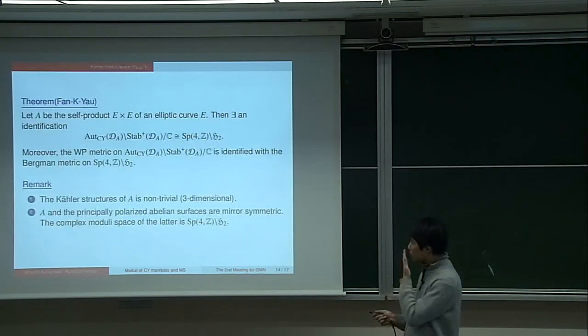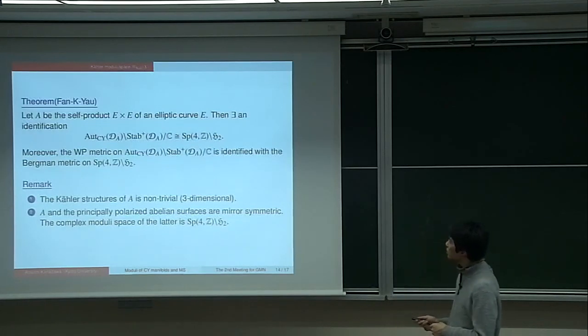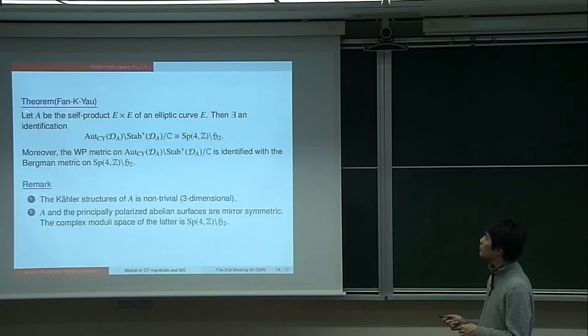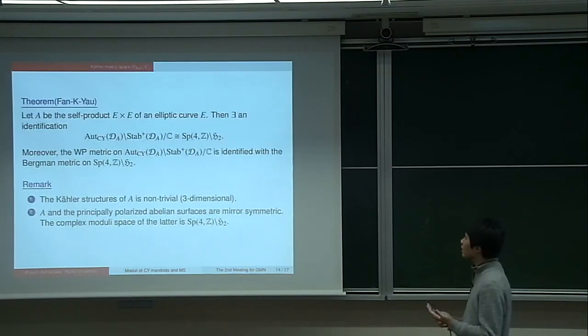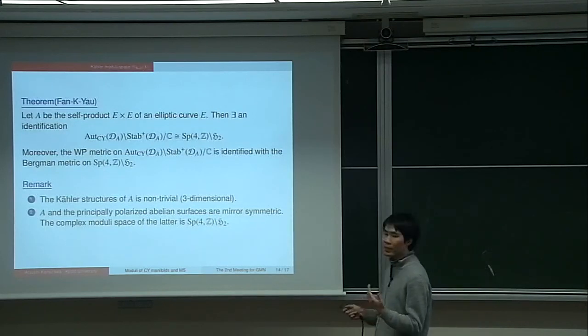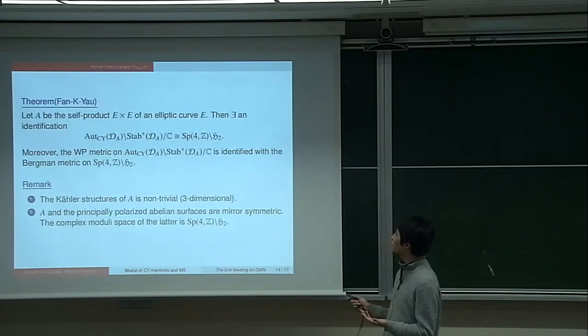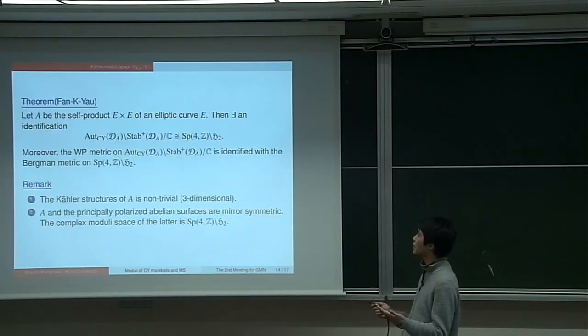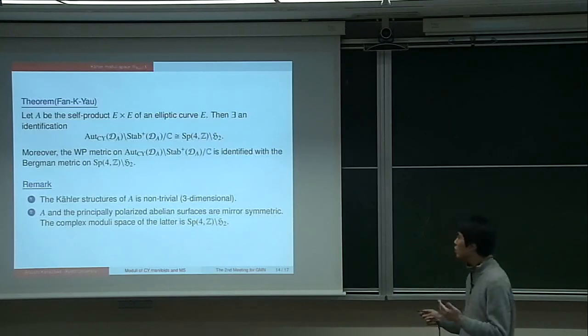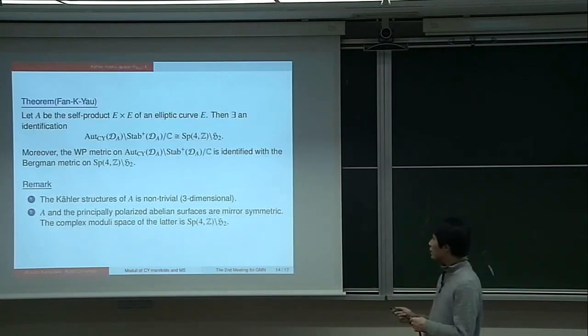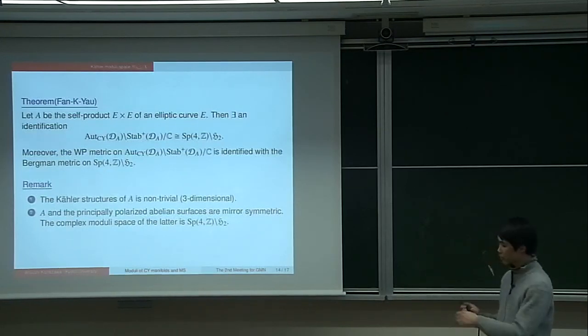There are a few remarks to make. We consider the self-product of an elliptic curve, which seems a trivial thing, but it turns out to be not. The complex structure of this is one-dimensional, the same as the elliptic curve, but the Kähler structure is different. It's three-dimensional, so it's non-trivial. And this is compatible with the mirror symmetric observation too, which I skip.